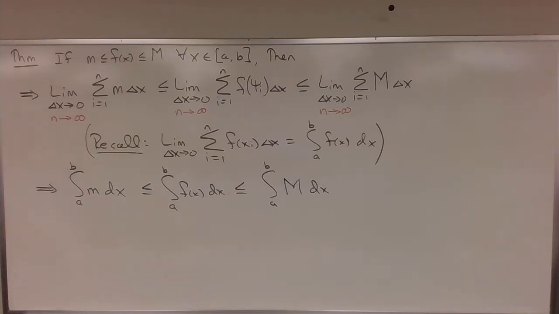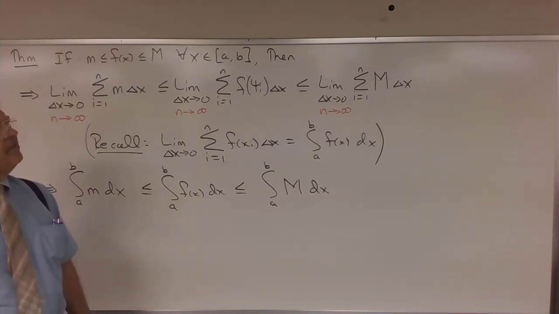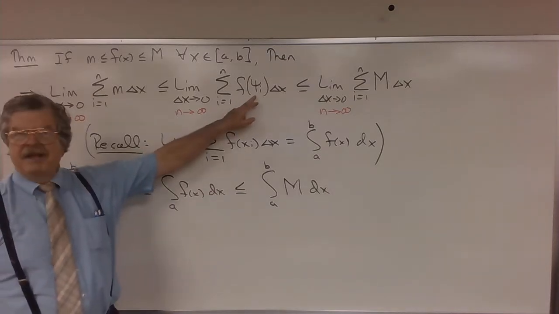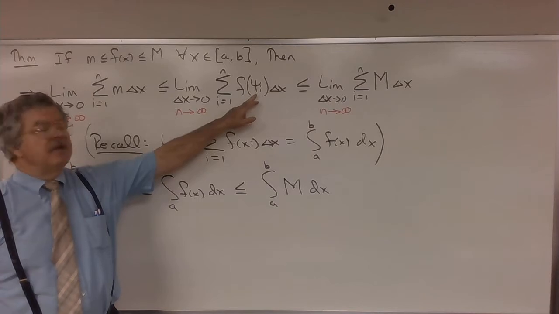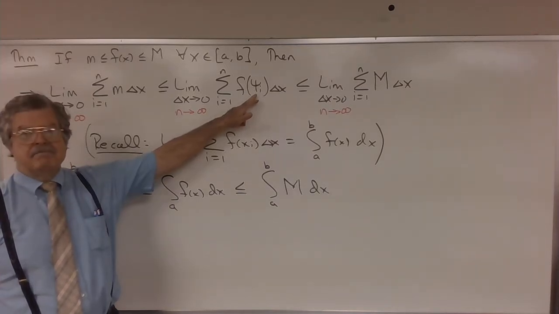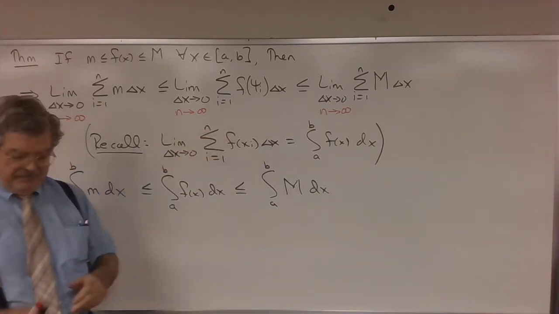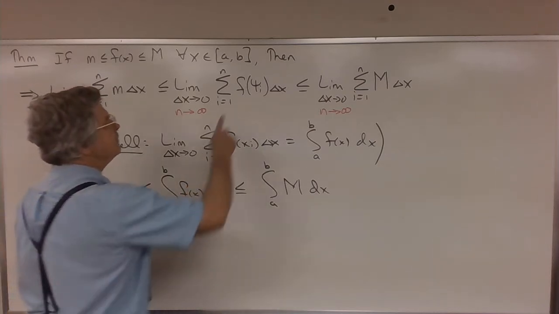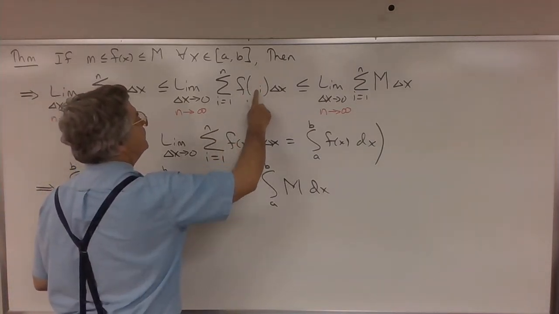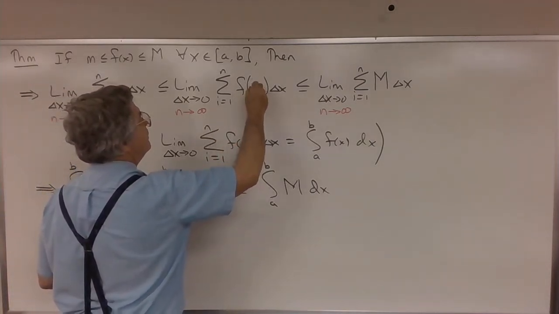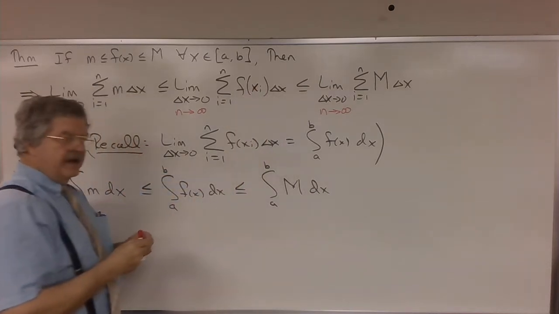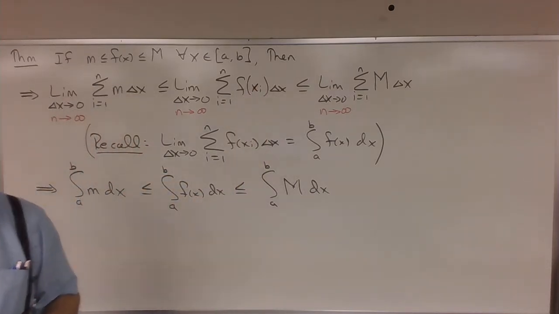Now, let me mention something in hindsight. The points that I picked at random in each subinterval, I called them psi sub i. Could I have called them x sub i? Yes, absolutely. So in hindsight, just to avoid confusion, it would have been better if I had just called this x sub i instead of psi sub i.